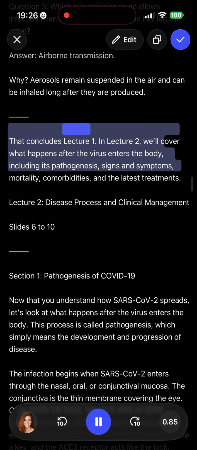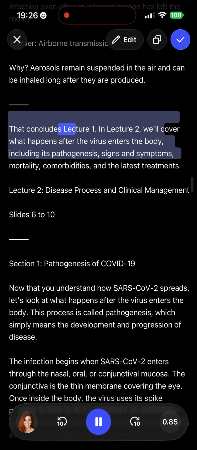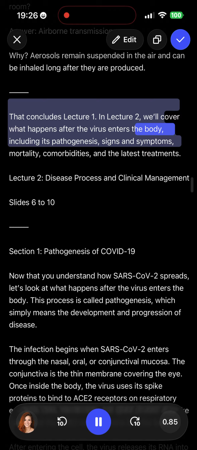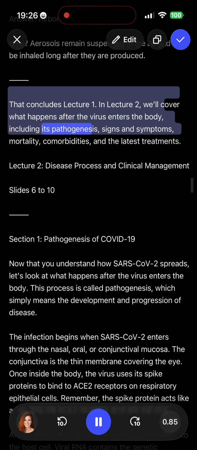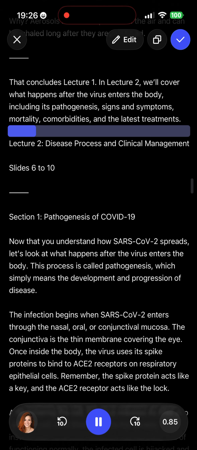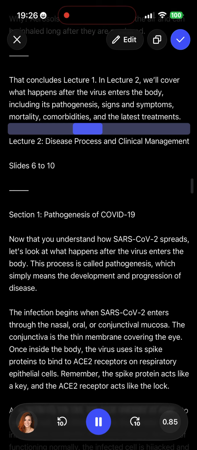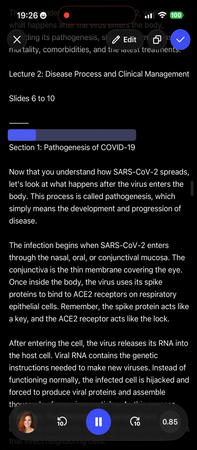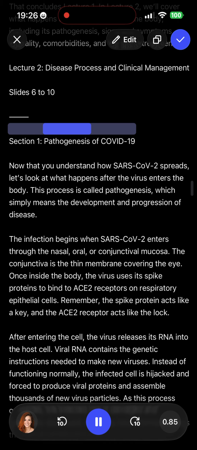That concludes Lecture 1. In Lecture 2, we'll cover what happens after the virus enters the body, including its pathogenesis, signs and symptoms, mortality, comorbidities, and the latest treatments. Lecture 2, Disease Process and Clinical Management, Slides 6 to 10. Section 1, Pathogenesis of COVID-19.